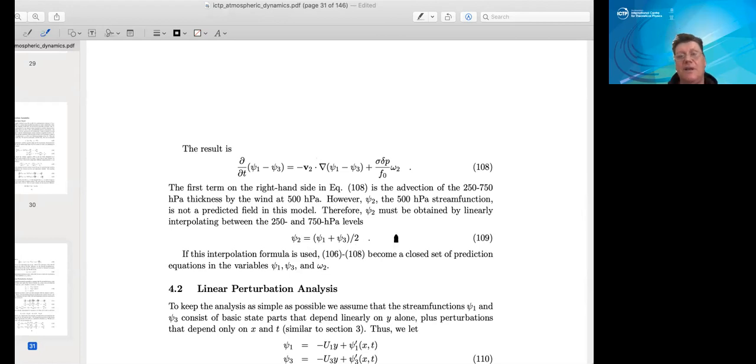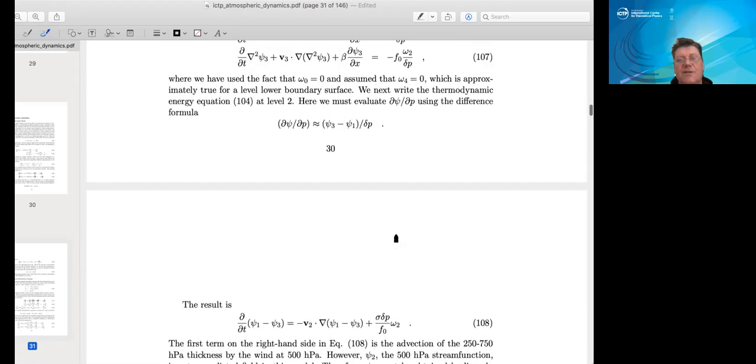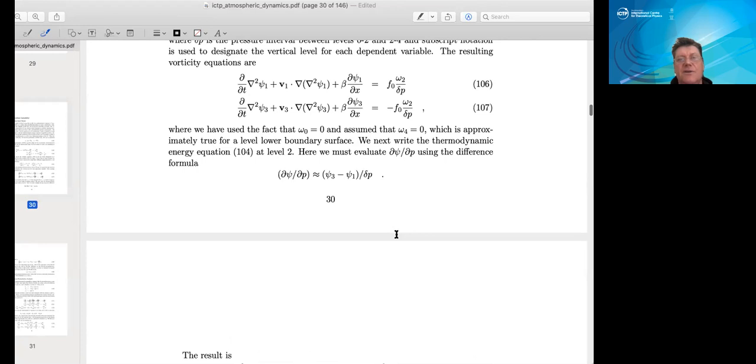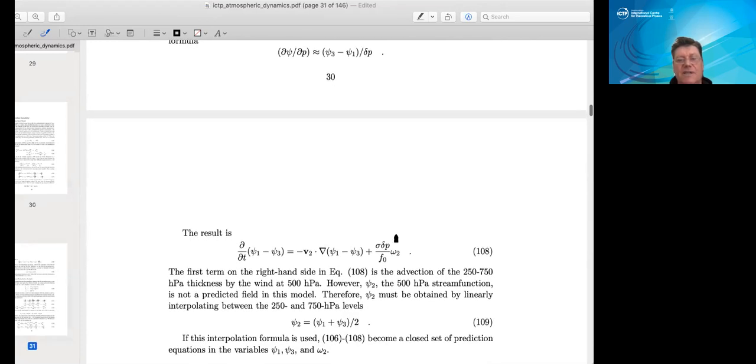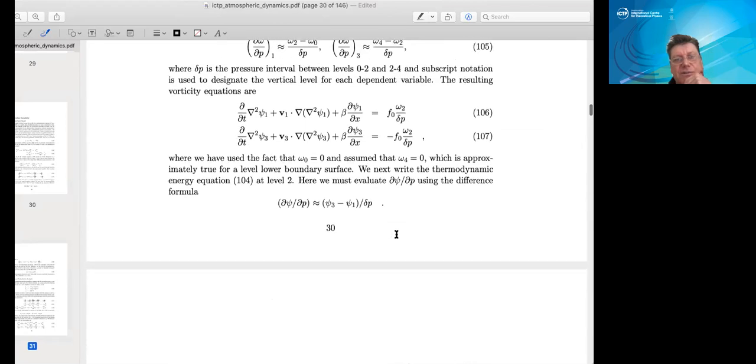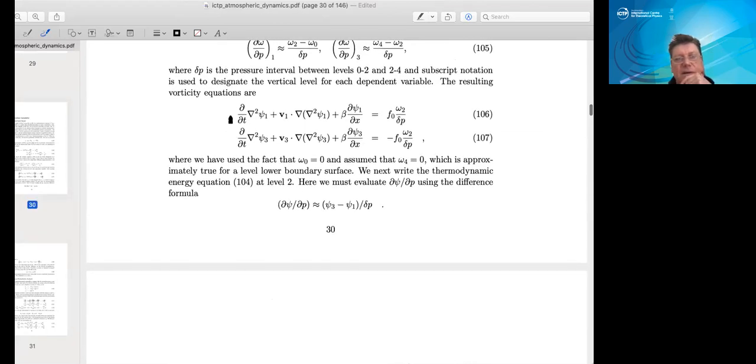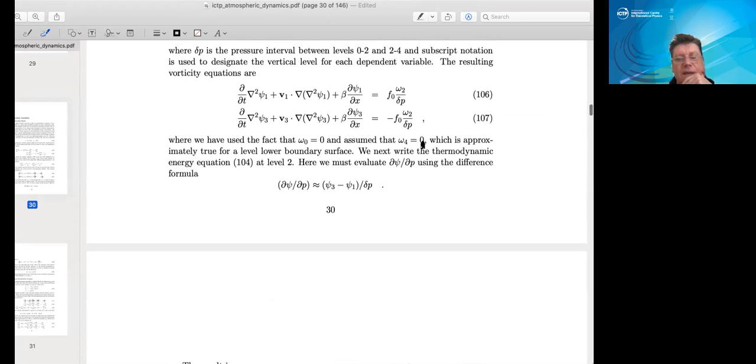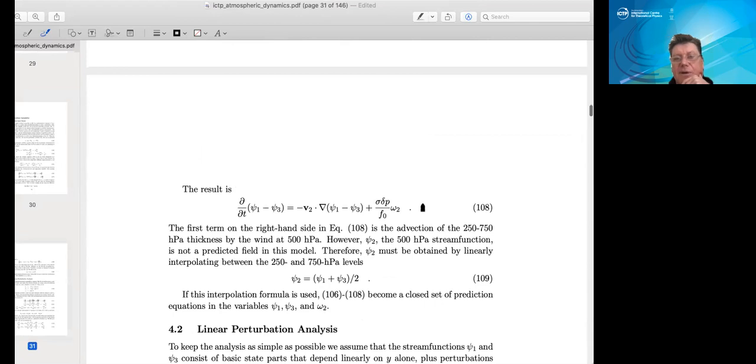With that, in principle, our new set of equations is still nonlinear, as you can see. But it's in principle closed, because the variables that we have are psi 1, psi 3, and omega 2. And we have 3 equations: the vorticity equation at level 1, the vorticity equation at level 3, and the thermodynamic equation at level 2. So in principle, the set of equations is closed.